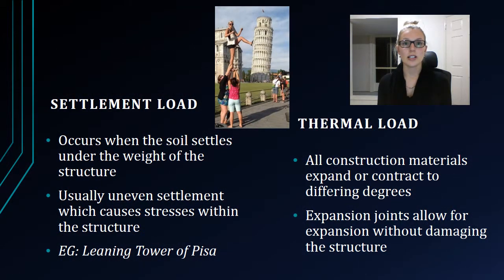All materials expand or contract to differing degrees with temperature change and hence are susceptible to thermal loadings. Material selection should be tailored to the environmental conditions of where the structure will be erected. Expansion joints are most commonly used to allow for the expansion and contraction of materials without causing damage to the structure.